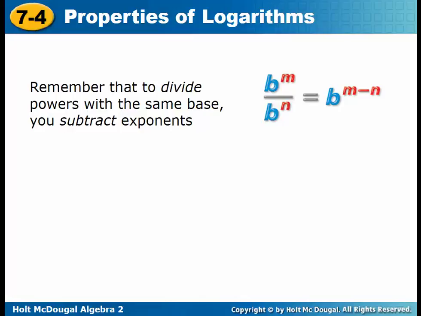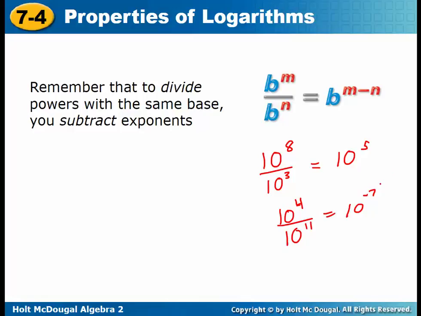All right, here's another property. Remember that when we were dividing powers that have the same base, you subtract the exponents. Again, they have to have the same base. Here's an example. If we had 10 to the 8th over 10 to the 3rd power, that would be the same as 10 to the 5th power. Sometimes when you do this, you get negative exponents. Like what if you had 10 to the 4th over 10 to the 11th? Then you would have 10 to the -7th for your exponent.